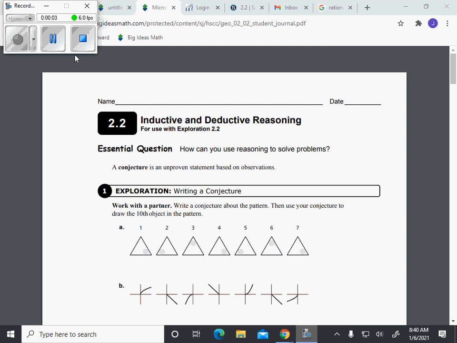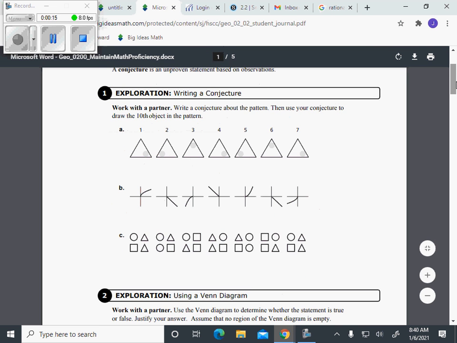Okay, we're talking 2.2 today, inductive and deductive reasoning. Basically coming up with patterns to come up with a solution. First one here. We have to write a conjecture about the pattern, then use your conjecture to draw the 10th object in the pattern. Okay, so first find the pattern.